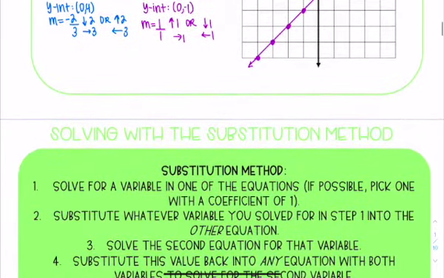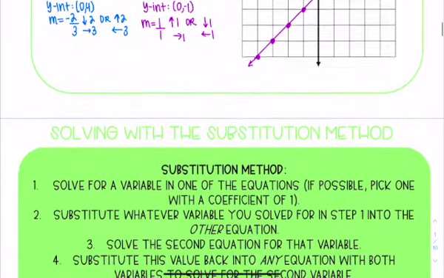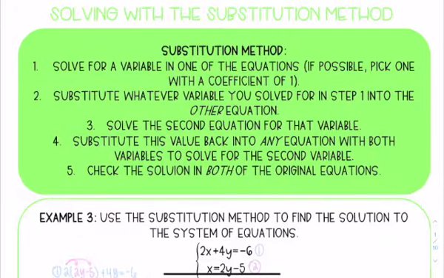The other two methods that we're going to use, we can do algebraically instead of drawing a graph and estimating. And so the first one is the substitution method. First, you're going to solve for a variable in one of the equations. If possible, pick one with a coefficient of 1. You're going to substitute whatever variable you solved for in step 1 into the other equation. You're going to solve the second equation for that variable.